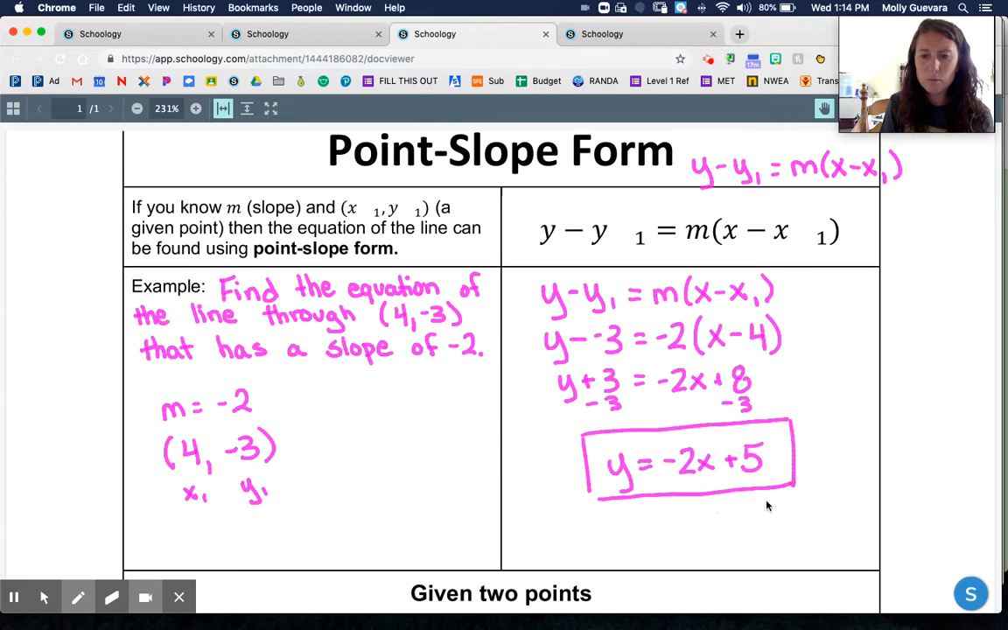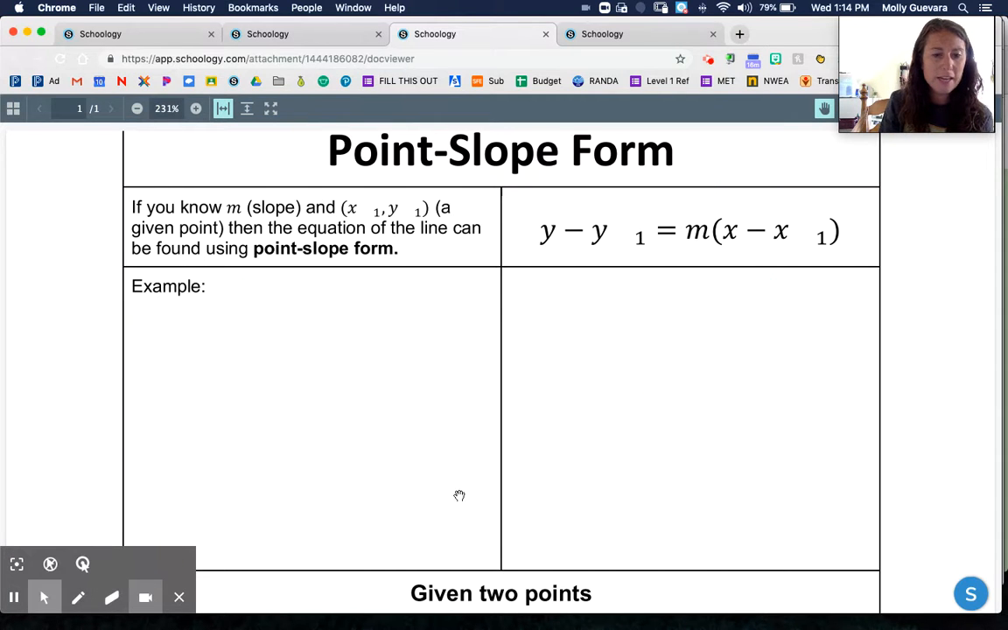It has a slope of -2, and it goes through this point 4, -3. And you always want it to be in the form of y equals mx plus b, which in this case it is, right? And that's it. Okay, so it's just plugging numbers into this equation and then simplifying all the way down until you get the y by itself. Let's look at the next problem.